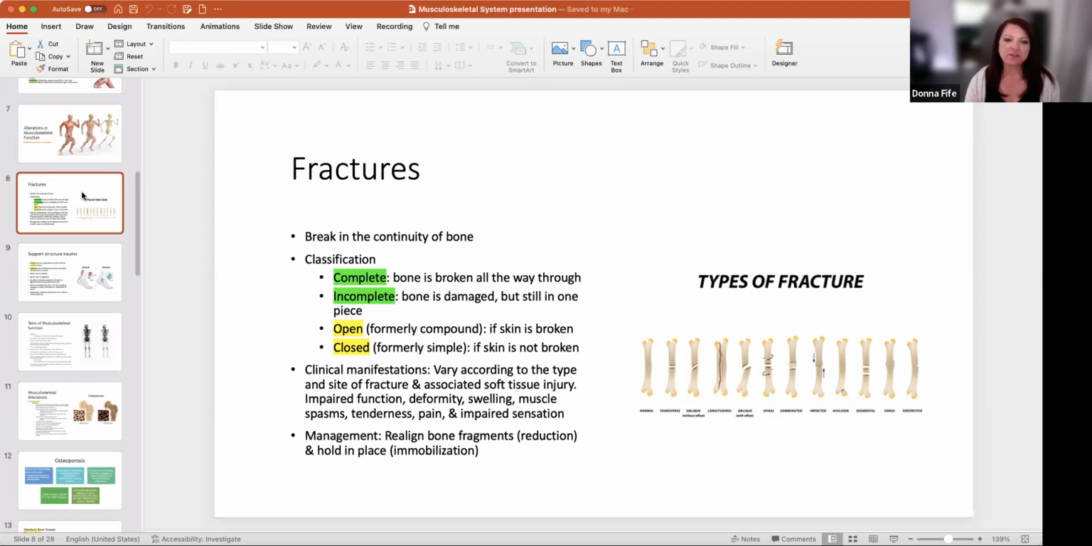Clinical manifestations of fractures can vary according to the type and the site of fracture and any associated soft tissue injury that may occur as well. There can be impaired function, deformity, swelling, muscle spasms, tenderness, pain, and impaired sensation. Management is to realign the bone fragments, which is called reduction, and hold them in place, which is immobilization. Here's just a picture describing the different types of fractures.